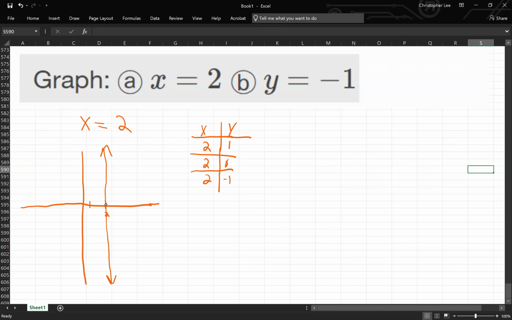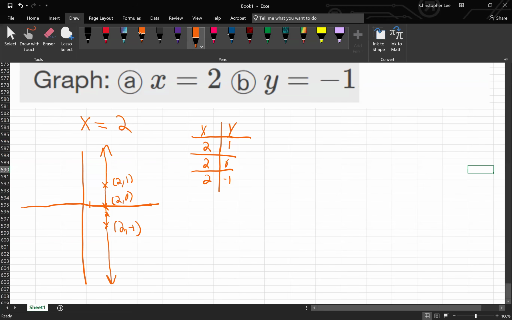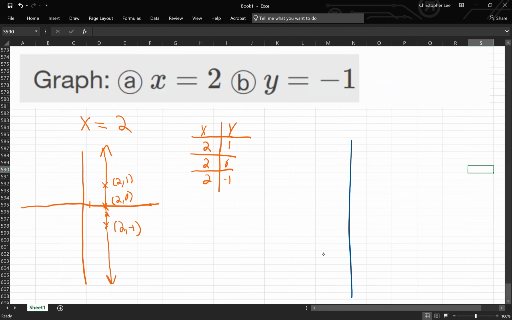So you have this point, which is (2, 0). You have another point up here, which is (2, 1). And you have another point down here, which is (2, -1). So you have an x equation, you have a vertical line. As you could probably guess, the next one's going to be a horizontal line.